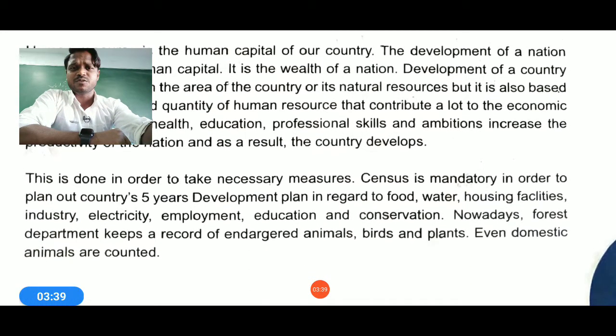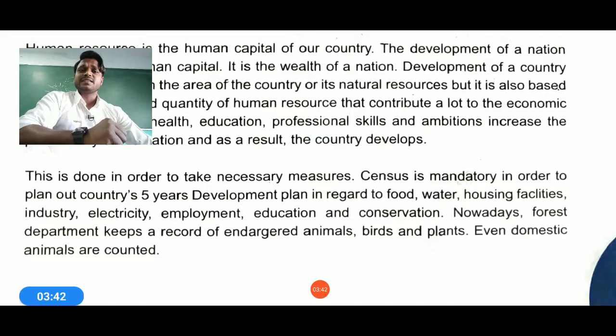If you go further, it shows that this is done in order to take necessary measures. Now why is the census done? In order to maintain the necessary measures, the census is done. So the plan of every 5 years is made under this census. The development plan covers food, water, housing, industry, electricity, economic employment, education, and conservation of resources, and nowadays the forest department keeps a record of endangered animals also. Birds as well as plants, trees and animals are also counted. It means the census is not only counted in human residences, it is also counted in natural residences too.